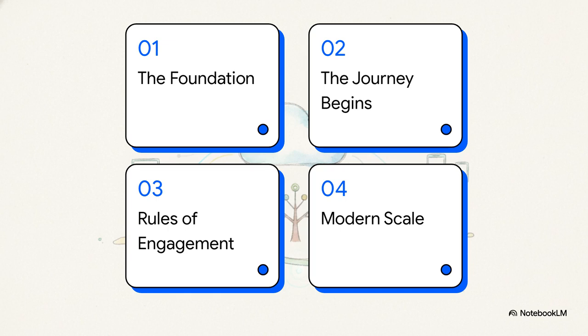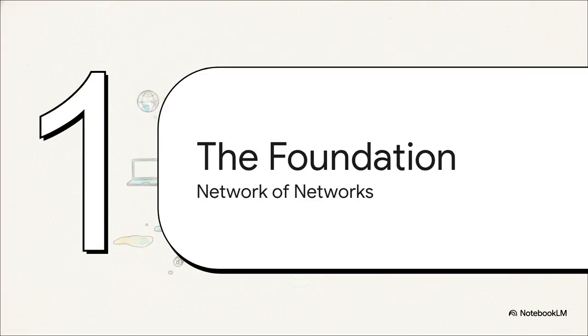So, to master this, here is our game plan. We've got 4 key areas: the foundation of the internet, the journey of a web request, the rules and protocols of engagement, and finally, modern scale. Let's dive in. All right, part 1, the foundation, also known as the network of networks.